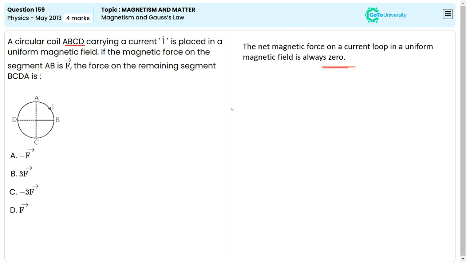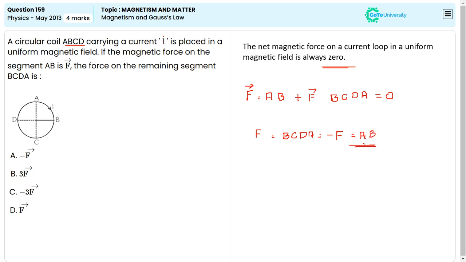Then we can write it as vector F on AB, that is given, plus vector F on BCDA, is equal to 0. Then we can write F on BCDA becomes minus F on AB.